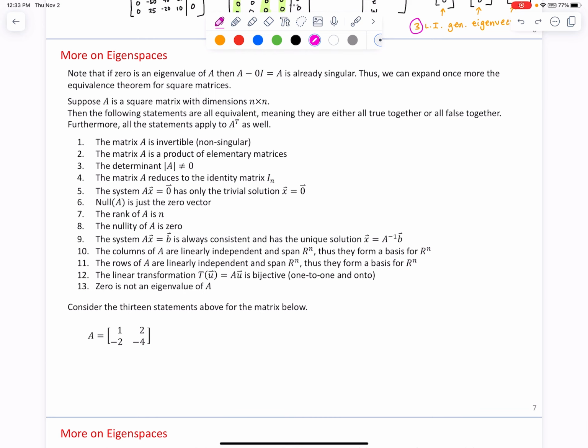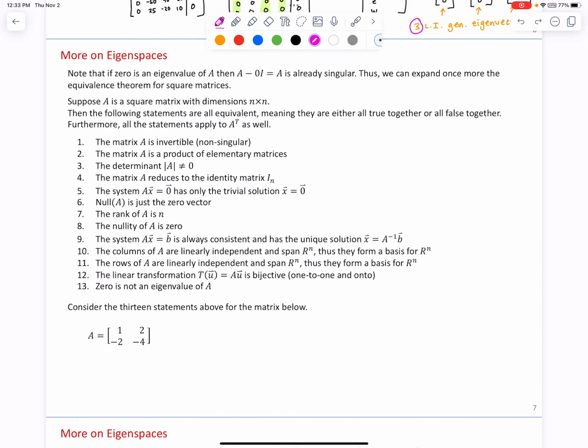Note that if 0 is an eigenvalue of A, then A minus 0I, which is just A itself, is already singular. This is because when you remove rI from the matrix A, where r is an eigenvalue, then that result is a singular matrix. This is how we've been finding eigenvalues from the very start.